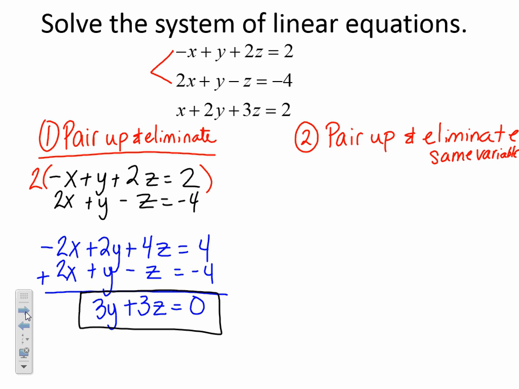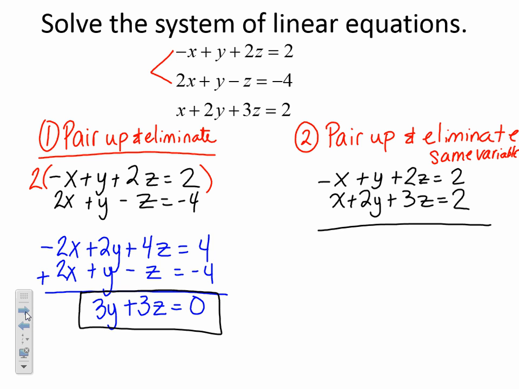So we decided to eliminate x's the first time we paired up. My third equation is x plus 2y plus 3z equals 2. We're going to want to eliminate x's again by pairing him with somebody else. Well, it looks like if we paired him with the top one, the very first one in our list, the x's would eliminate right away. That would be kind of nice. So if we add these two together, the first one and the third one, we can see that we have 3y plus 5z equals 4.